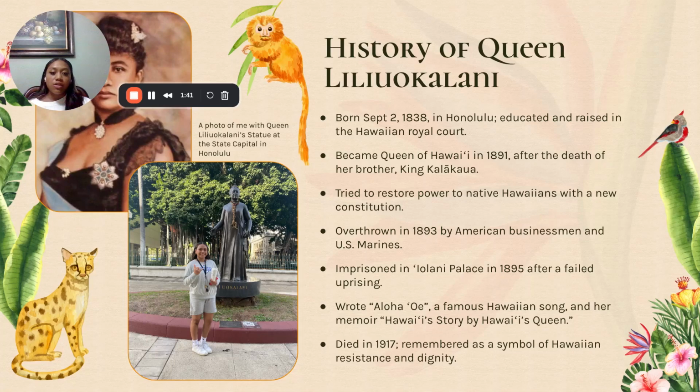She was overthrown in 1893 by American businessmen and U.S. Marines. She was imprisoned in Iolani Palace in 1895 after a failed uprising. She wrote Aloha Oe, a famous Hawaiian song, and her memoir Hawaii's Story by Hawaii's Queen. She died in 1917 and was remembered as a symbol of Hawaiian resistance and dignity.